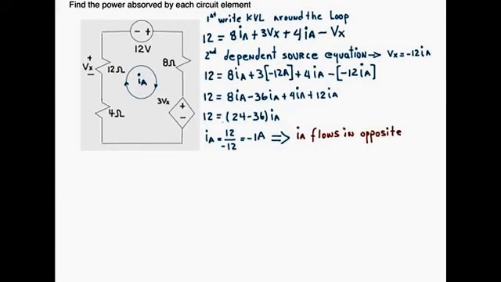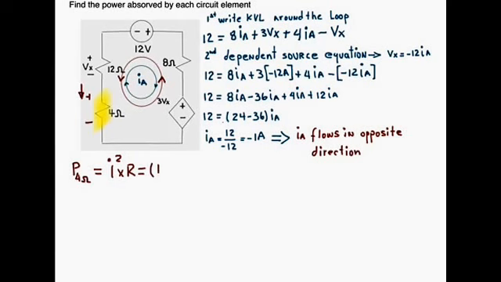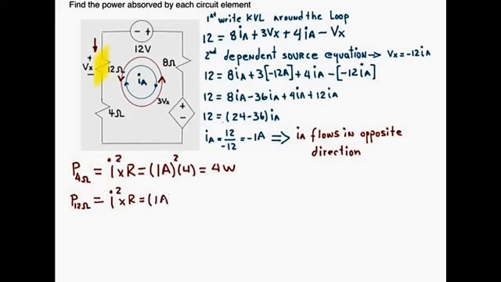So if we write our current in the opposite direction, then we can find power, starting with the 4 ohm resistor. Power is I squared times R, and power entering the positive terminal is going to be 1 watt. Power across the 12 ohm resistor is I squared times R. Current enters the positive terminal, so it is I squared times 12, equal to 3 watts.